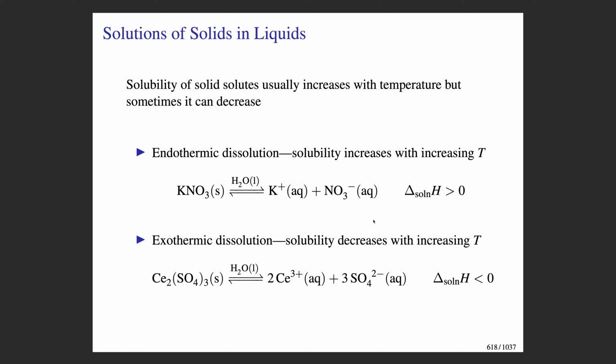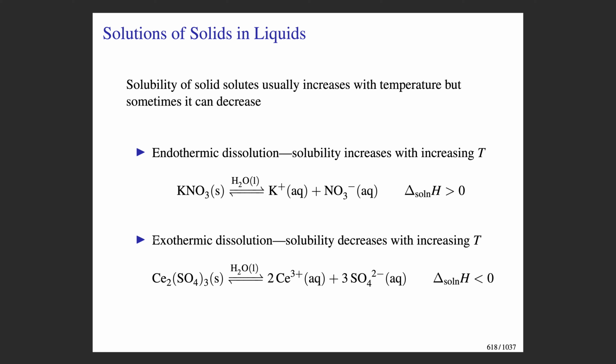It depends on what type of solid you have, and there's two cases that you need to worry about. There's the case where the dissolution process is endothermic. That is, for a compound like potassium nitrate, the enthalpy change for the dissolution process is greater than 0. For this type of ionic compound, the solubility increases as the temperature increases.